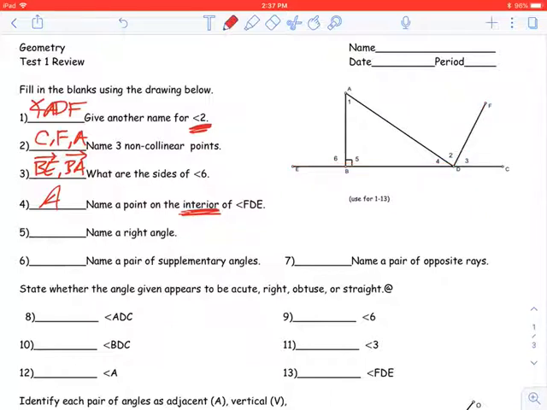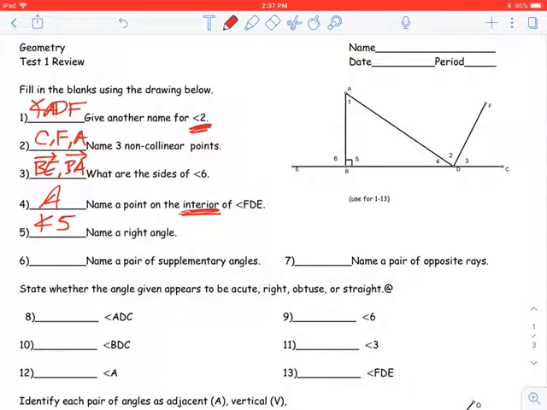All right. And then name a right angle. You could just name the only one there. That's angle 5. Or again, we could name it ABD or ABC. Either way would work. And then name a pair of supplementary angles.